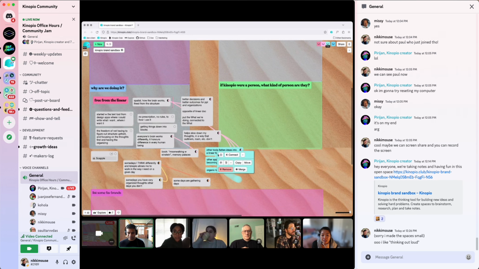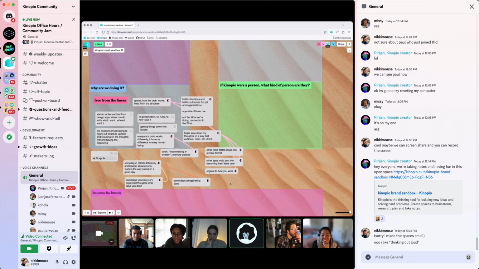I want to jump in and share maybe a couple of sentences. I think people have already expressed what I think of Kinopio mostly. But on a day-to-day level, a lot of times I notice that Kinopio really helps with the cognitive and executive functioning of my brain. Those are the two words I latch onto.